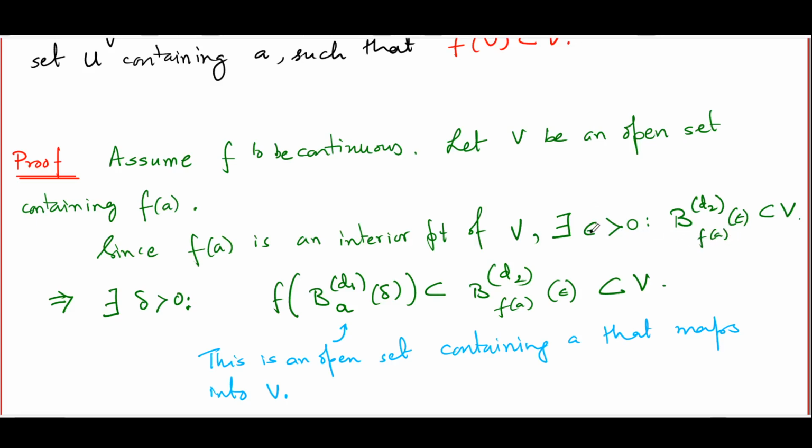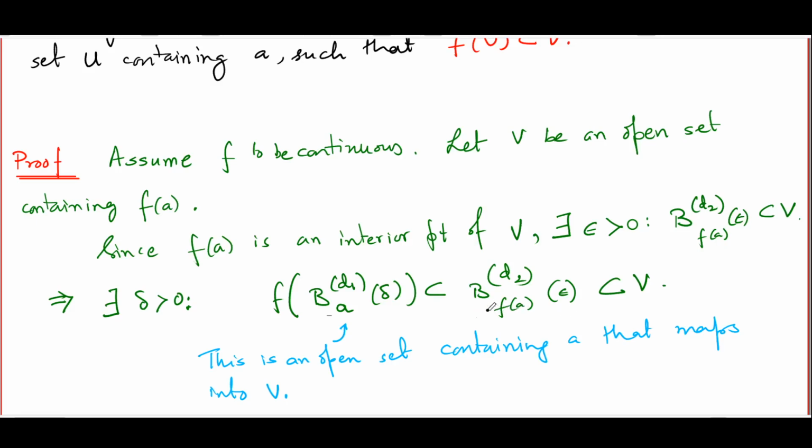Now, for every epsilon which is positive, there must exist a positive delta. This is from the definition of continuity that we had written down before, such that a ball of radius delta centered at A, according of course to the metric D1, will map entirely inside this ball of radius epsilon centered at f(A). This is nothing but our epsilon delta definition of continuity written in the language of open balls.